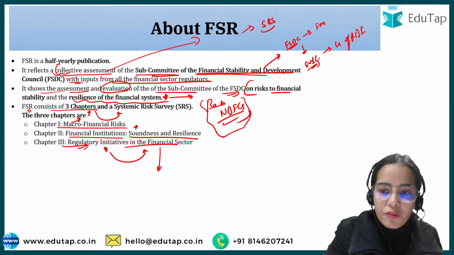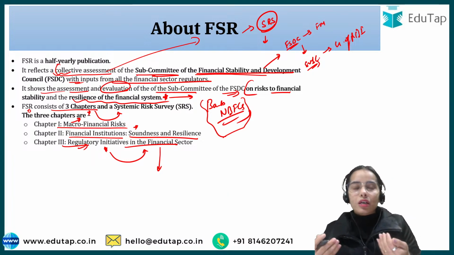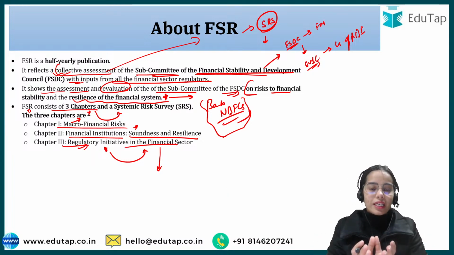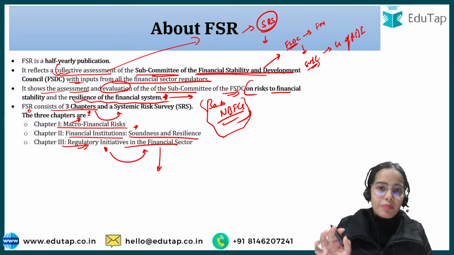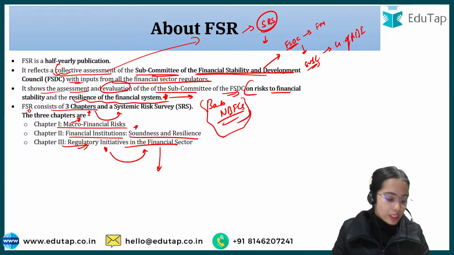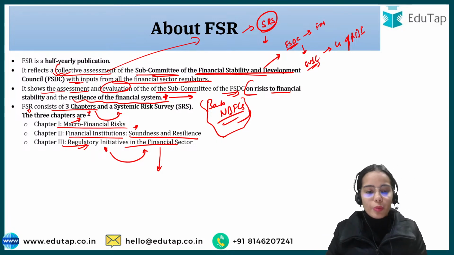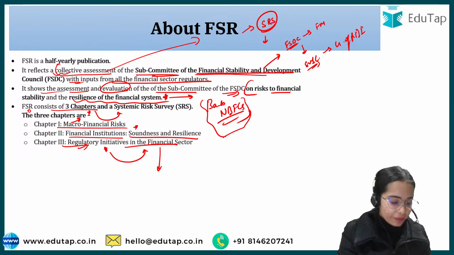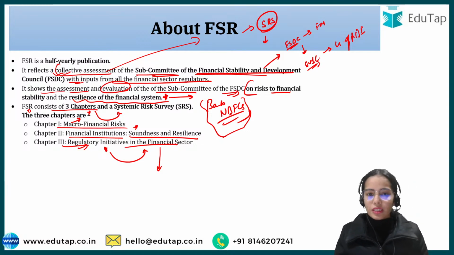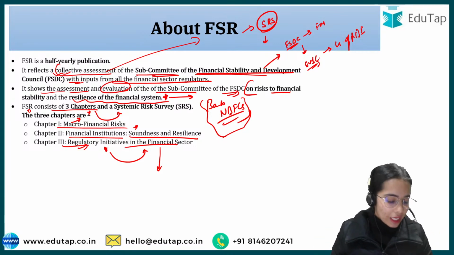Then, as well as these 3 chapters, in the FSR there is also a systemic risk survey in which a survey is conducted, and as per that the whole survey comes out: this risk is the maximum in our country, this risk has reduced in our country, and such. So this is the whole idea of the Financial Stability Report that I hope you have already understood. Is it clear? I hope this is very much clear. No confusion should come in this. This is the basic structure of the FSR that is released.